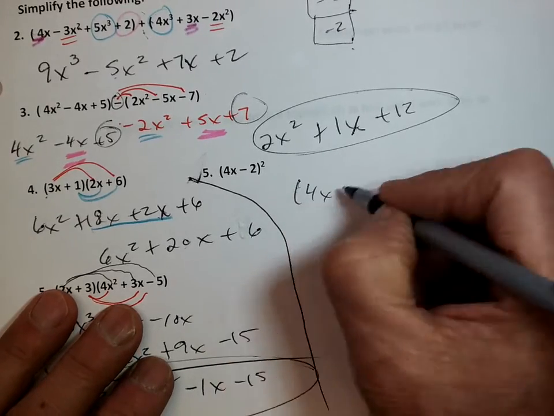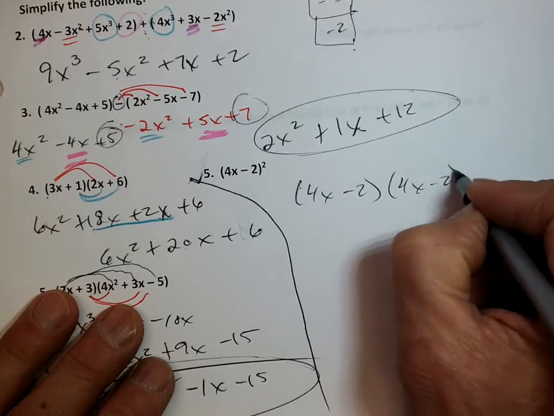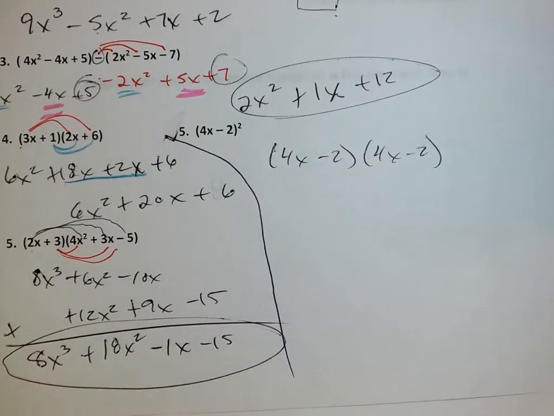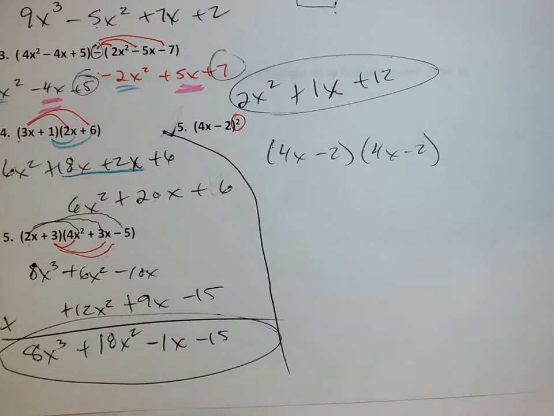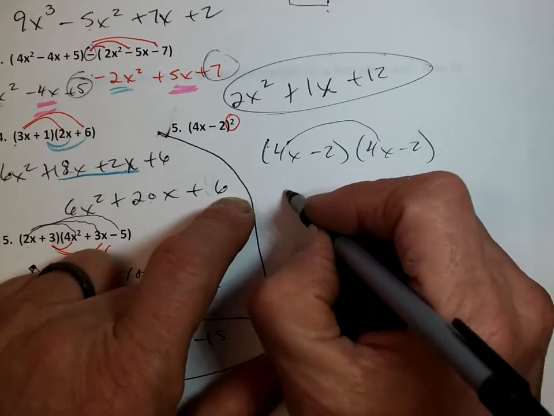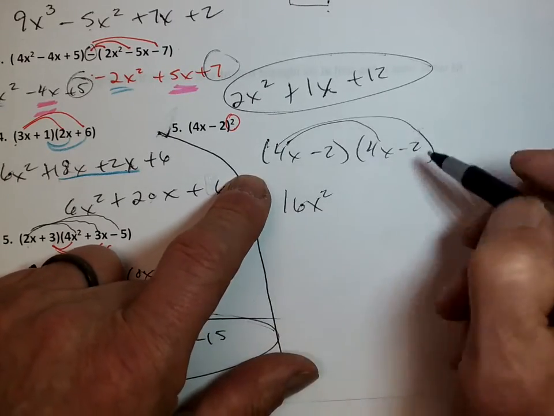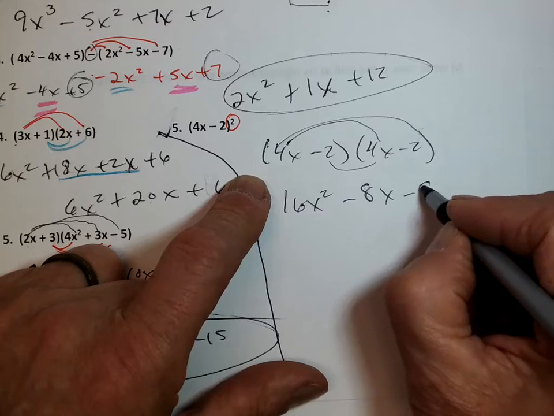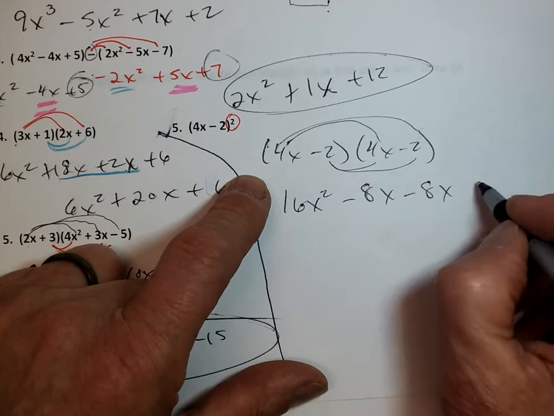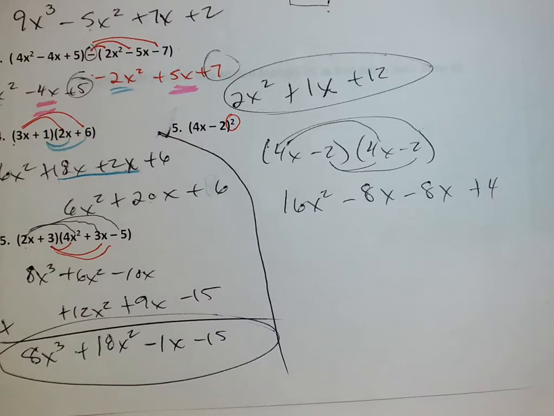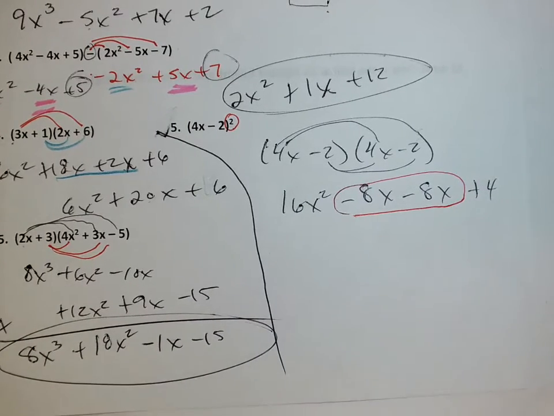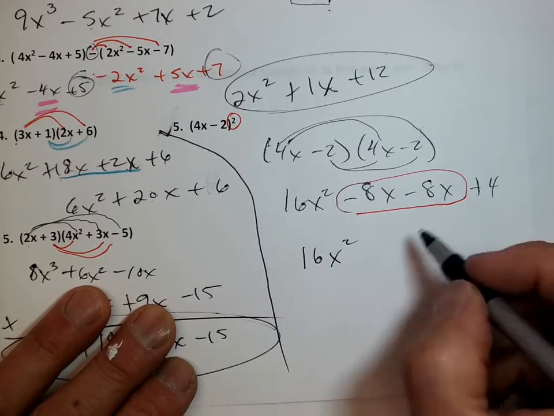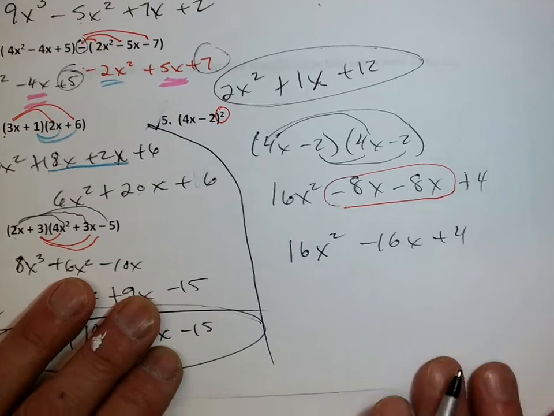No, we're going to take 4x minus 2 times another 4x minus 2. Obviously, I can't add or count either, can I? So I wrote it twice because of the quantity squared, and I'm going to just multiply again. 4x times 4x is 16x squared. 4x times a negative 2 makes a negative 8x. Negative 2 times 4x makes another negative 8x. And negative 2 times negative 2 makes a positive 4. I can combine these two middle terms. So I'm going to have a 16x squared minus 16x plus 4. How's that? Better?